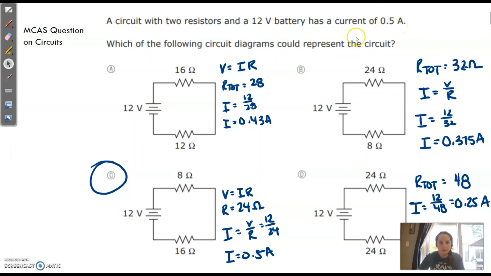In a series circuit, again, the current is all the same, so we don't have to take into account a change in the current. So we solve for our total by adding up those resistors: 16 plus 12, or 8 plus 16, or 24 plus 8, or 24 and 24. And then we use Ohm's law again. I = V over R. V is 12 volts, and then whatever your R total is, and you just work it out for each. So you should get that C is the only one where the current is equal to 0.5 amps.